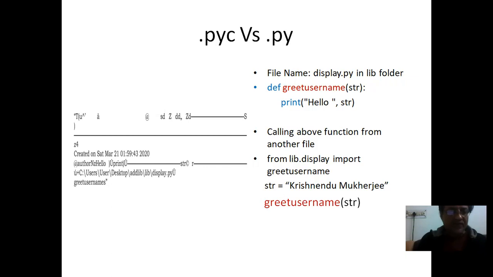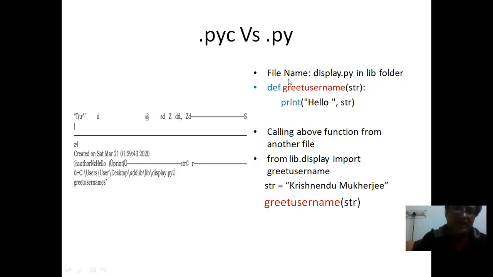So in this case, you will find this one. See, this type of code you will get, and at the same time you will get simple English. It is showing the location of a file, that is C colon, users, desktop, the add lib folder, within this folder another folder lib, and within this folder the name of the file is display.py, and here you are getting greet, user's name. This is nothing but, I will show you, a function name. At the same time, within this .pyc file you will get the date of creation, and when you created this.